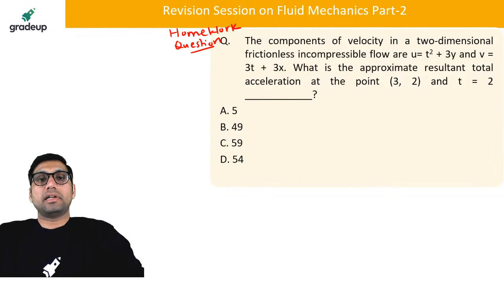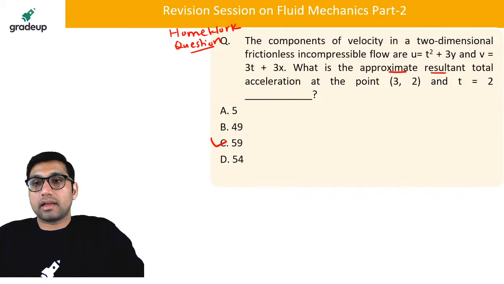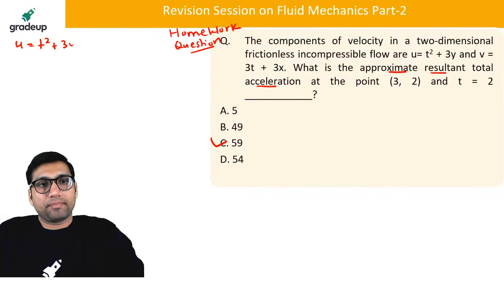Let's start the session. Tell me the answer for this question. The answer is option C. How can you solve this question? You have to find the approximate resultant total acceleration. They have given the velocity: the u component is t square plus 3y, and the v component is 3t plus 3x.